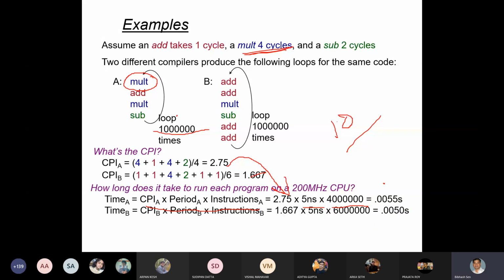Did you get it? Yes, sir. Okay. So in this way you can compare and find out, but how to find out the clock cycles, all these things I have shown you. Remember, it is required for numerical problems.